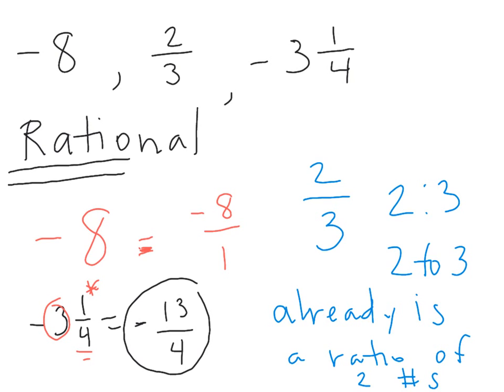All right, so I hope you guys understand why you can justify why numbers are rational using those ratios.